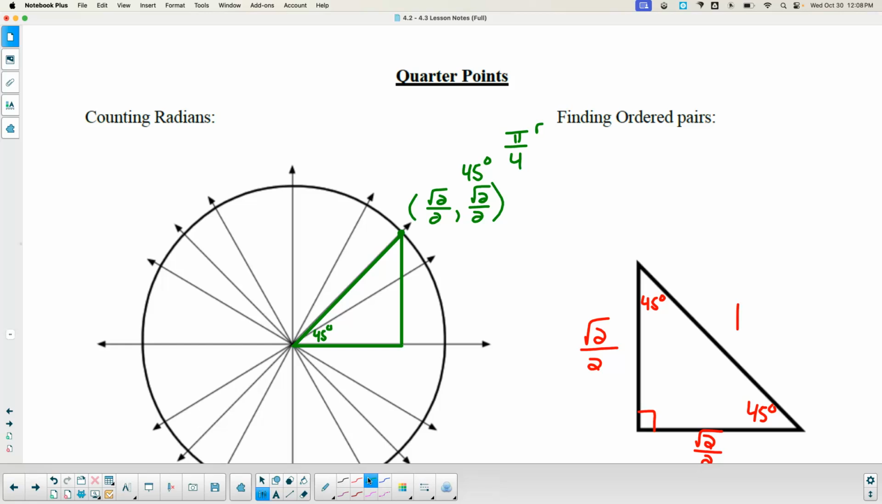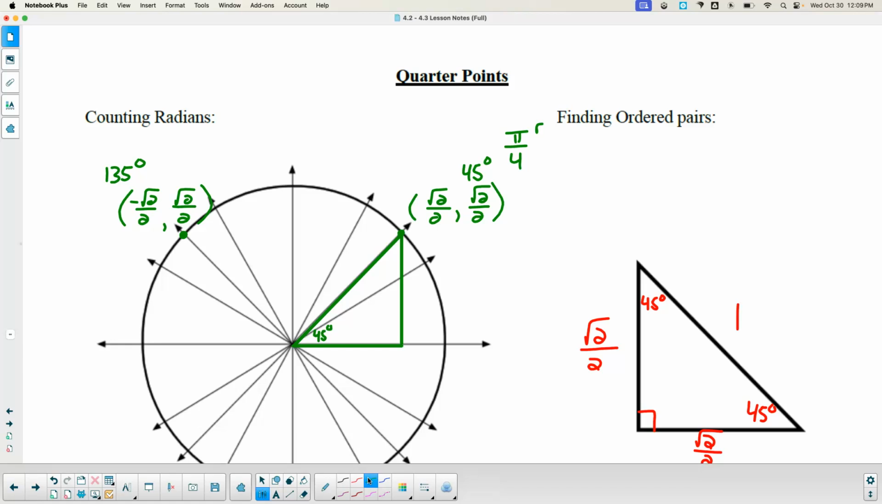That point can be reflected over to here in quadrant number 2. The math is all going to be the same. So what are the coordinates of that point? Negative and positive. What would the degree measure be? We went 45 to here. 45 more gets me 90. 45 more gets me 135.